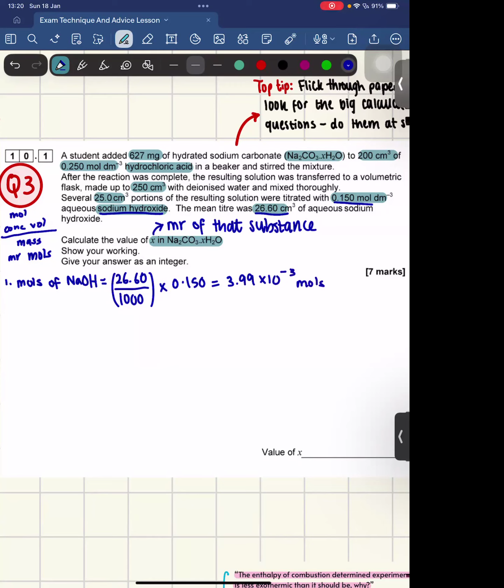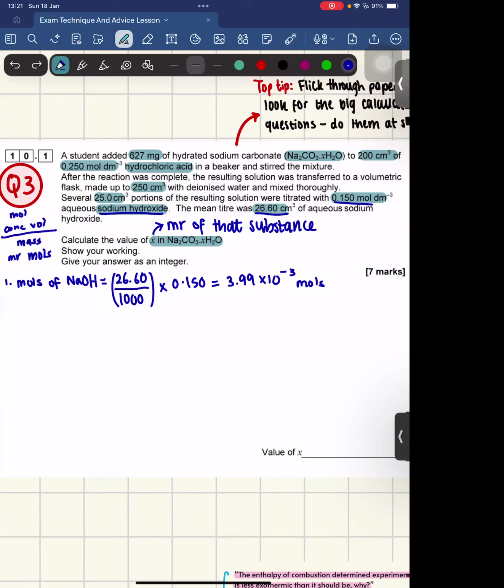So what that's saying is that that's how many moles of sodium hydroxide it took to neutralize the hydrochloric acid that was left over, right? Because you've reacted your sodium carbonate with hydrochloric acid. Now that hydrochloric acid will have been in excess, so you've still got a little bit of it left over. They've just diluted it a little bit, but that doesn't affect the moles, just the volume. All they've done is take that excess hydrochloric acid and titrate it with sodium hydroxide. So this tells us the moles of sodium hydroxide.